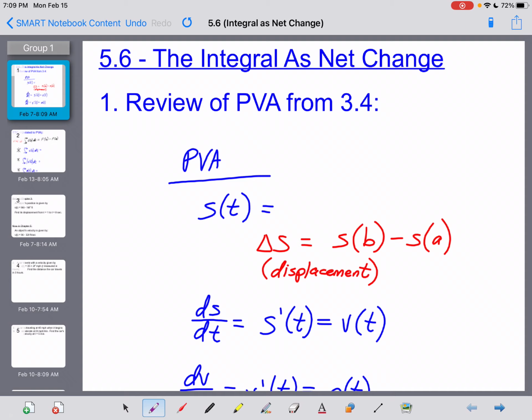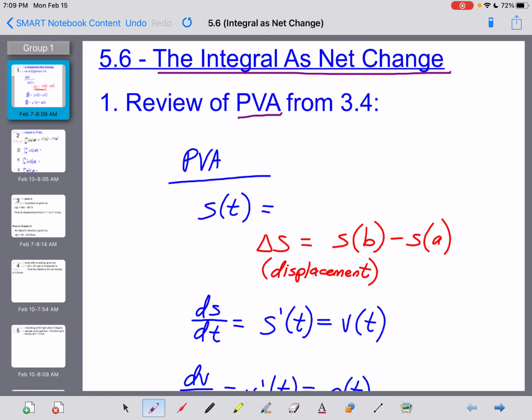And that is this phrase right here of looking at the integral as a measure of the net change of a particular function. Net being interesting, like after everything else is considered. So the way we're going to try to focus most of our efforts here, at least to get a sense for what's happening in 5.6, is to go back to our old buddies PVA functions from 3.4.